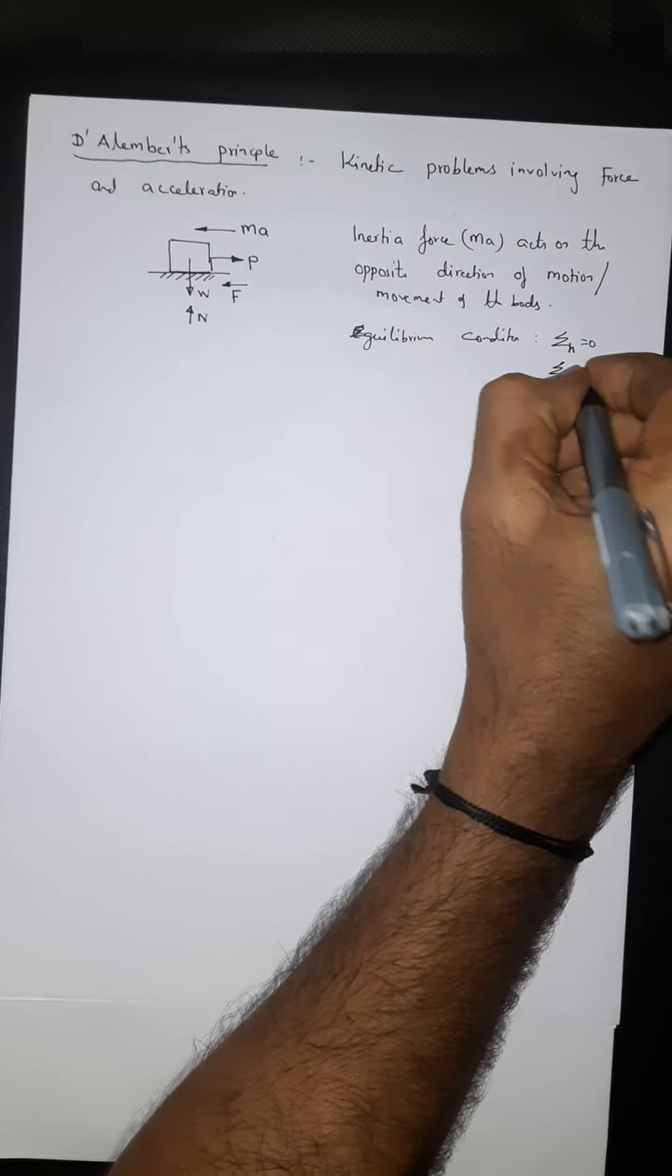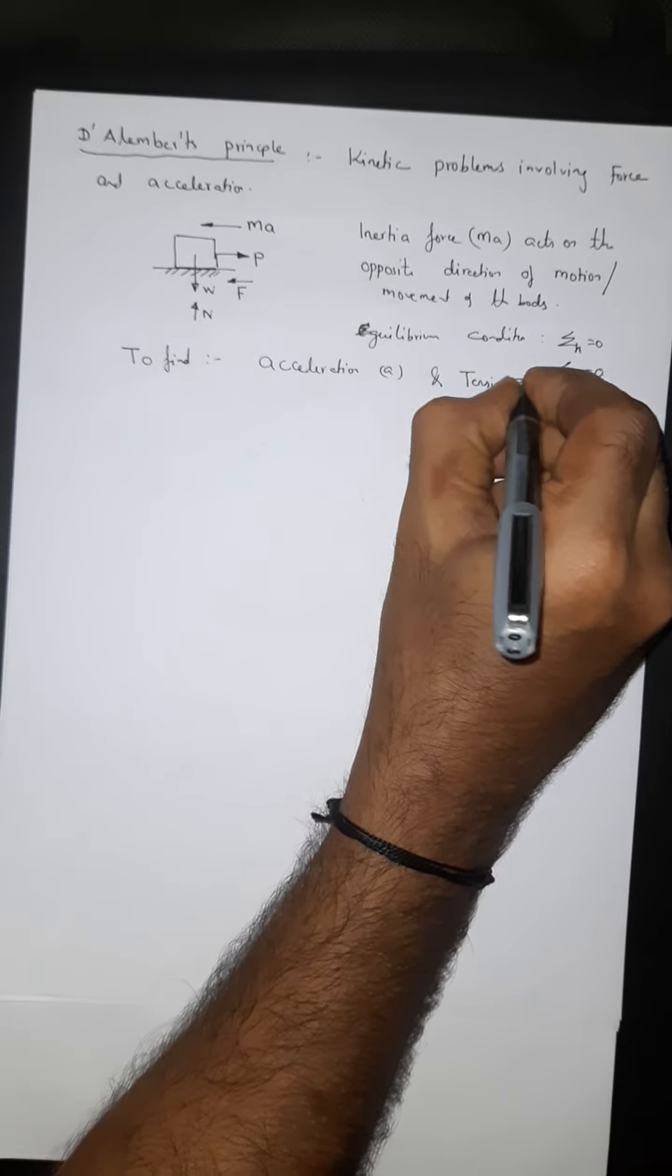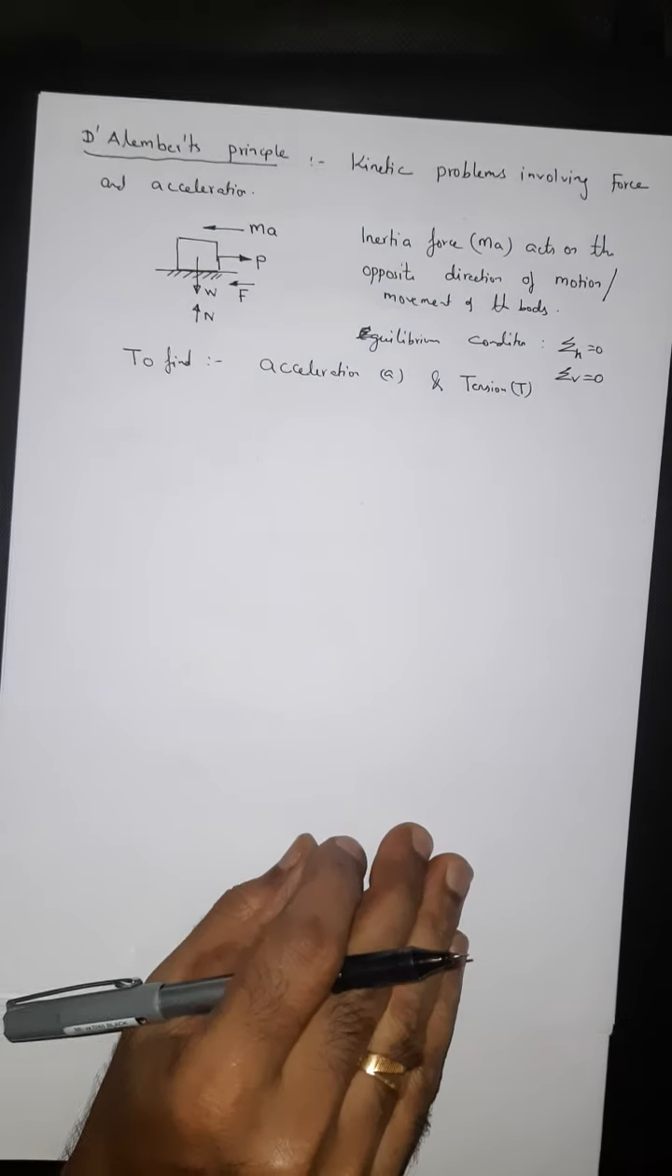So mainly, as far as D'Alembert principle is concerned, what needs to be found is acceleration, which is a, and tension T. Right?